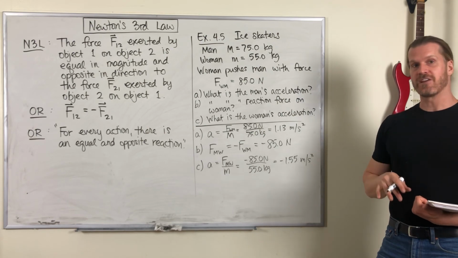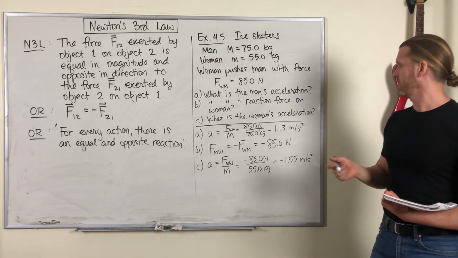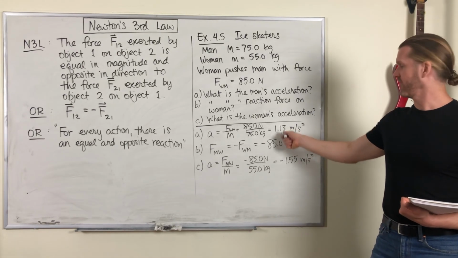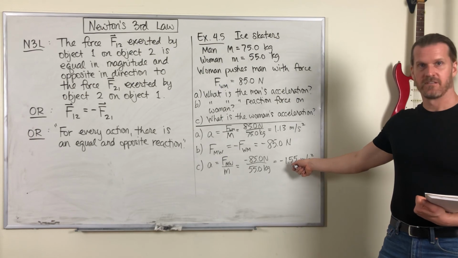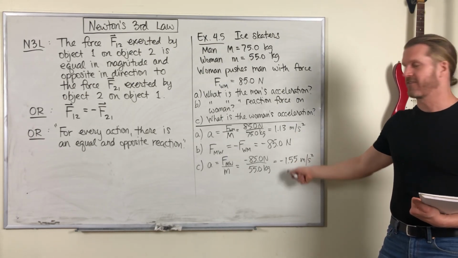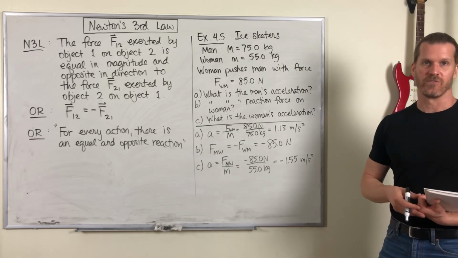But the accelerations of the two people are different because they have different masses. So the man's acceleration is less than the woman's because his mass is greater. Her mass is less, so her acceleration is more. That's a consequence of Newton's second law.